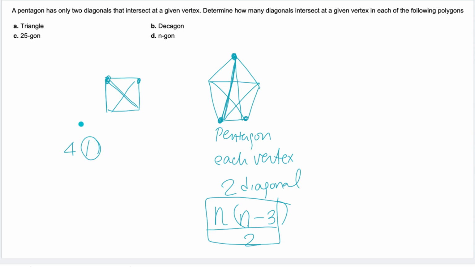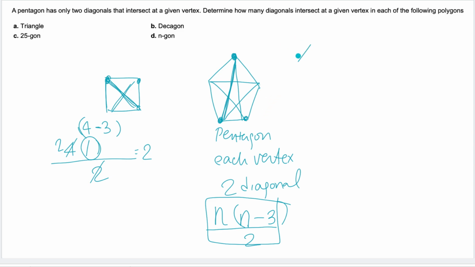So we got this 1 by subtracting 3 from the number of vertices. And there are 4 vertices, so multiply that by 4. But because we drew this diagonal from this side and also this side, you need to divide this by 2. Then look, 2 and 4 are divisible by 2 and you get 2. So the total number of diagonals is only 2. So it works for any polygon.